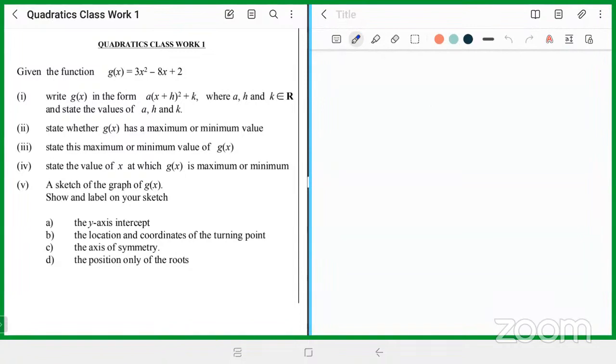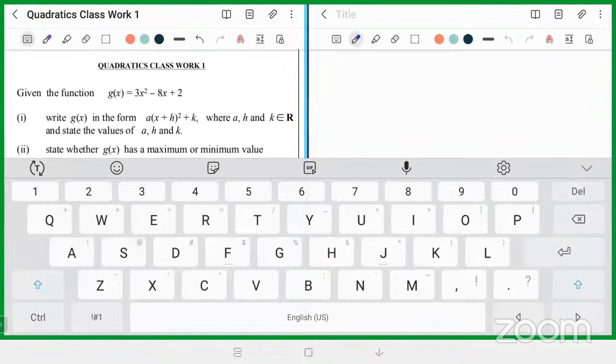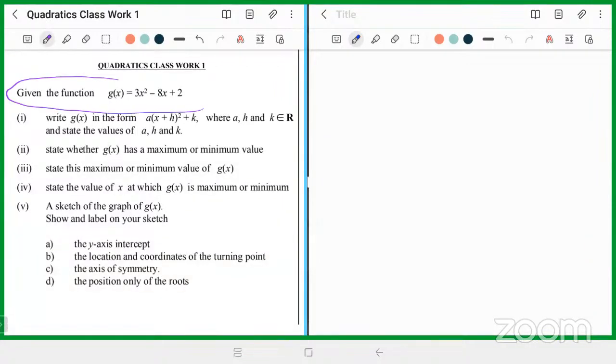This was the quadratics question. It gives us this quadratic function, and we were told to write it in this form, which really is to complete the square. It said A, H, and K are real numbers. That's what this means. Here we are told to state the values for A, H, and K. I did not focus on that in the class, but that's fine. I was more interested in persons getting the expression correct.